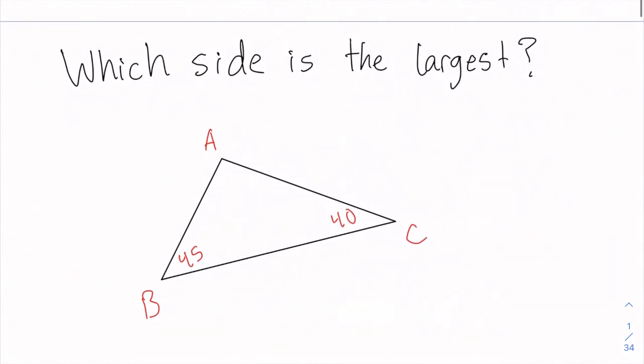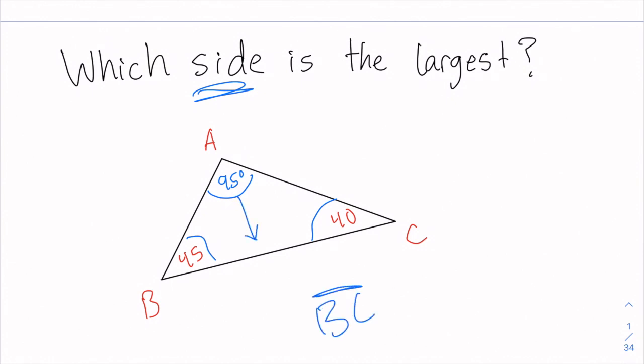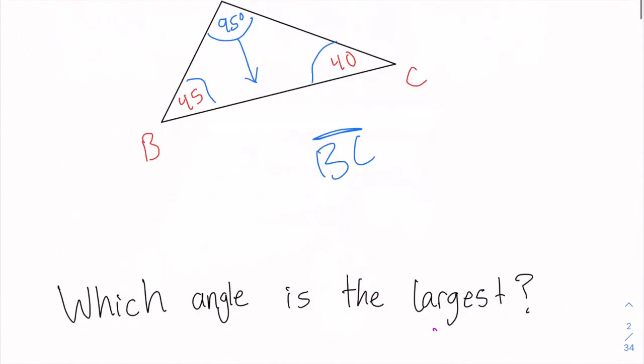But I'm just going to do a little throwback real quick, okay? Look at this image real quick. Which side is the largest? Okay? So, this is 45 degrees, this is 40. Total is 85. Which means this remaining angle has to be 95 degrees. So once you find that, which side is the largest? It would have to be the one opposite the largest angle. So the largest side is BC. Okay? I'll make a connection to today's lesson soon.